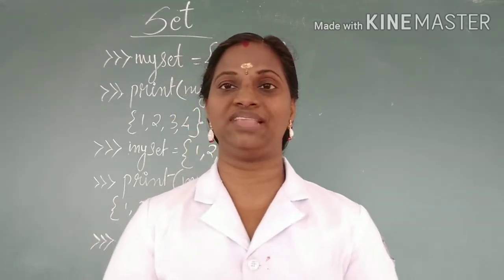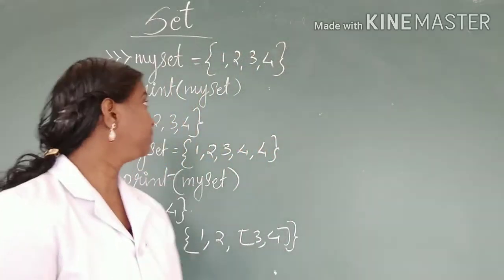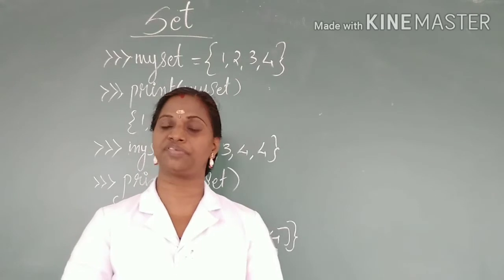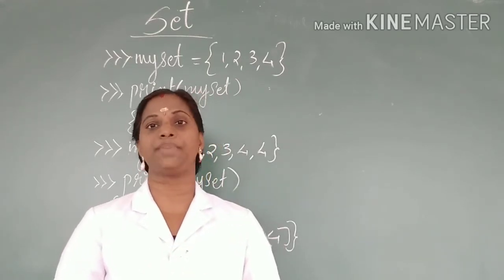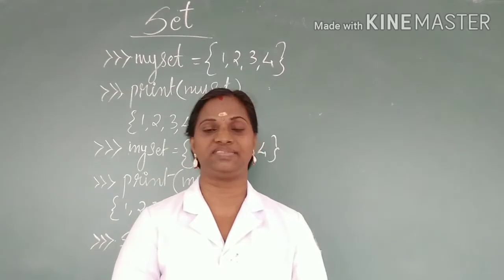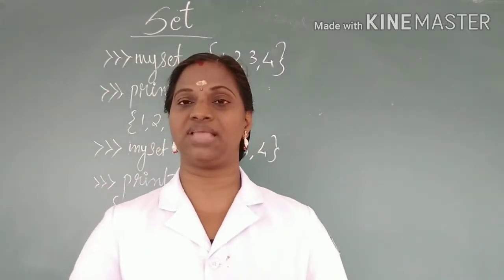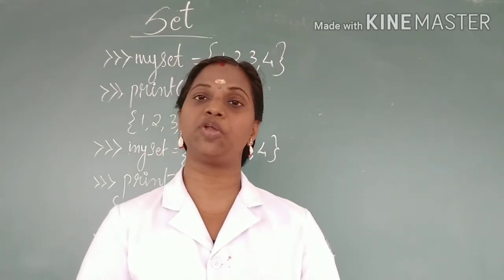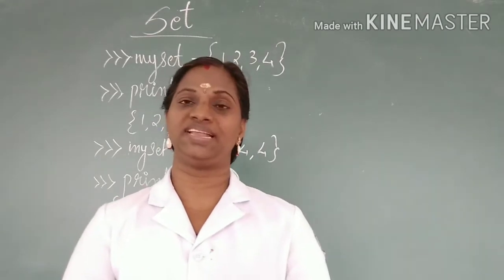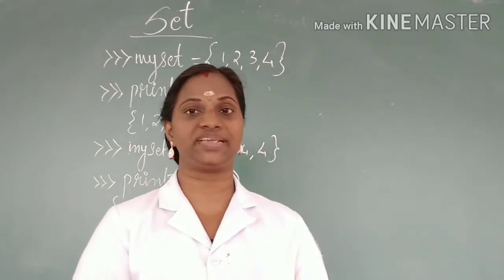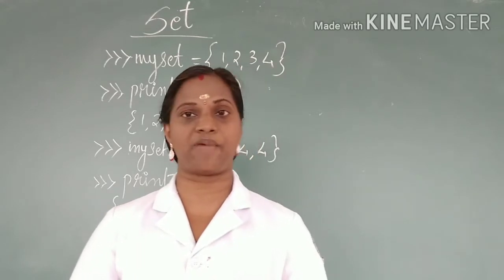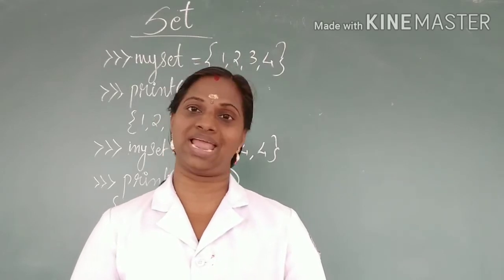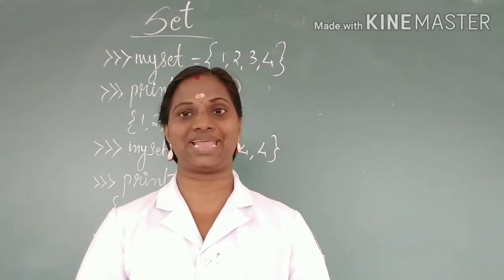The first difference is that sets are separated by commas and enclosed in braces. Lists are enclosed in square brackets, but sets are enclosed in curly braces. The second one is that the values in sets are unordered and unindexed, but a list holds indexed values. Then the third one is that sets do not support duplicate elements, but lists support duplicate elements.